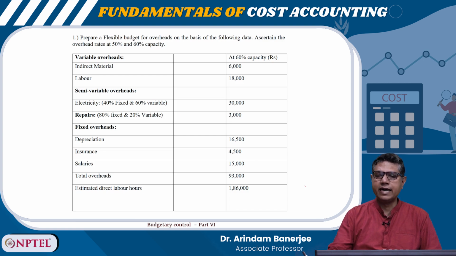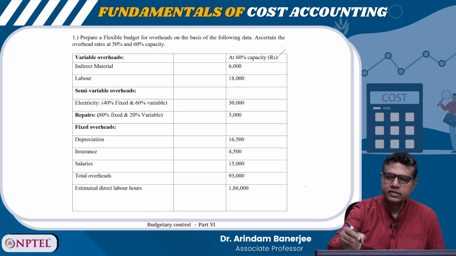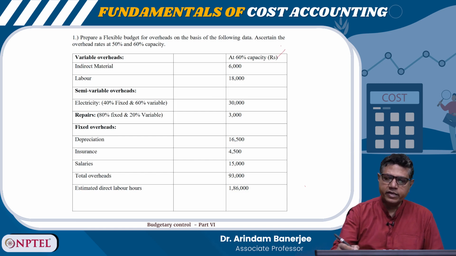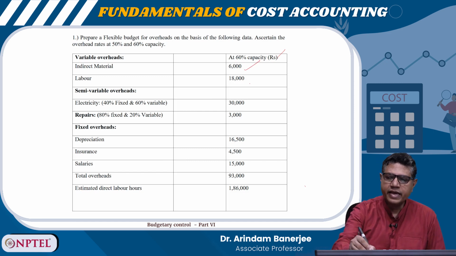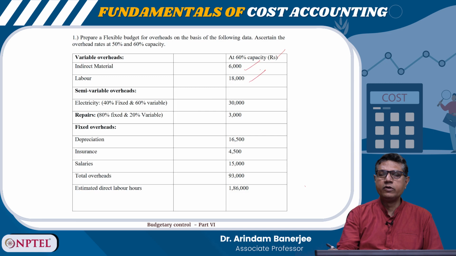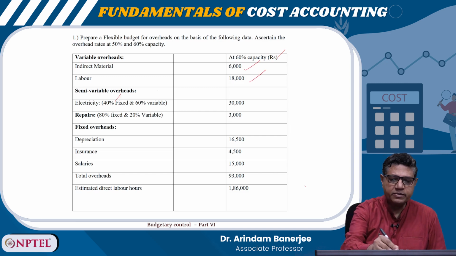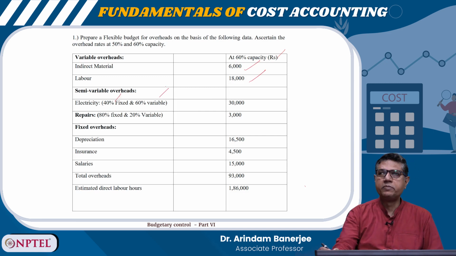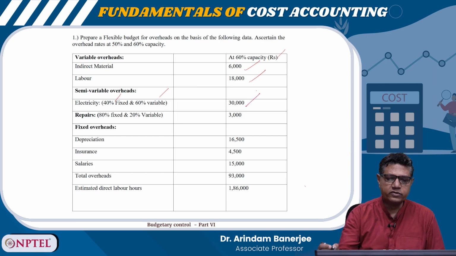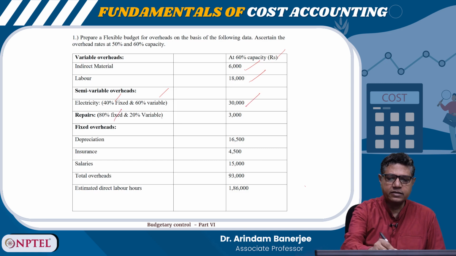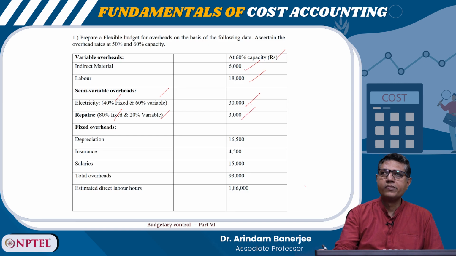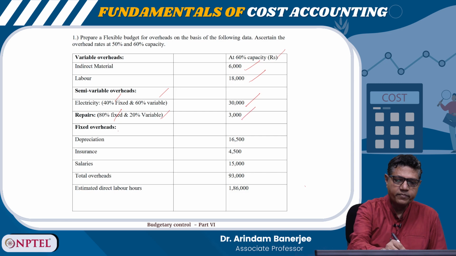Variable overheads at 60% capacity: indirect material, which is completely variable, 6,000; labor 18,000. Semi-variable overhead, electricity, is 40% fixed, 60% variable. At 60% capacity, it comes to 30,000. Repairs is 80% fixed and 20% variable. At 60% capacity, it comes to 3,000 rupees. And there are fixed overheads also.